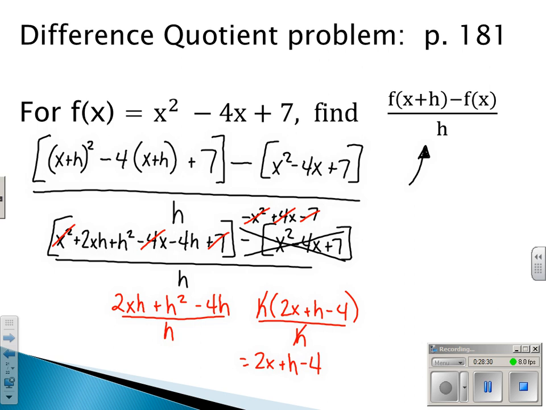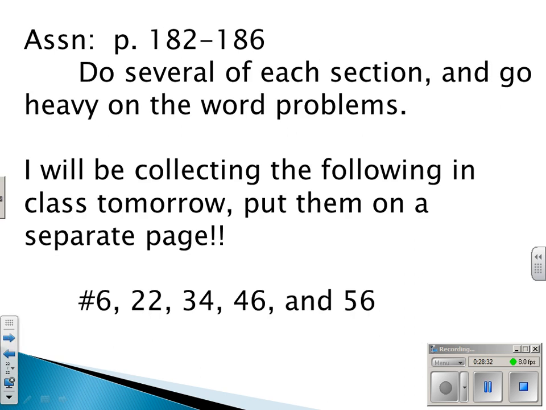All right. I think I've talked long enough. Now, your assignment starts on page 182. Again, do several of each section and go heavy on the word problems. I am going to collect a few tomorrow. So on a separate sheet of paper, I want you to work out specifically number 6, 22, 34, 46, and 56. Okay, so give those 5 a try on a sheet of loose leaf or notebook paper that you're going to turn into me when you get to class tomorrow afternoon.